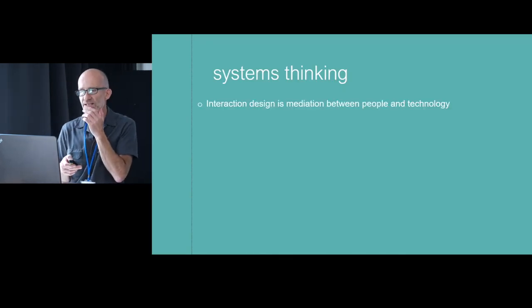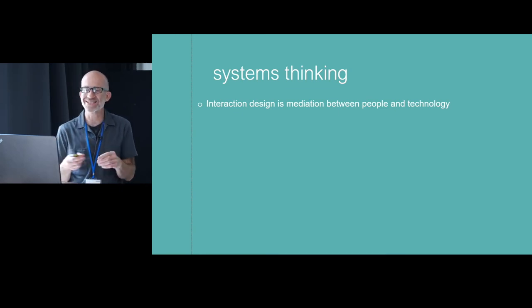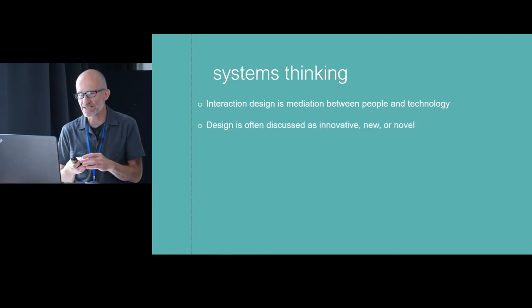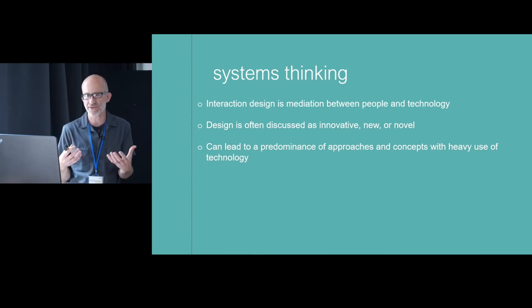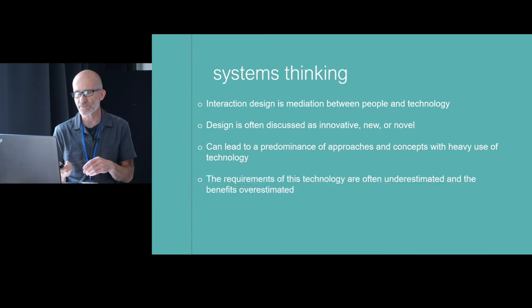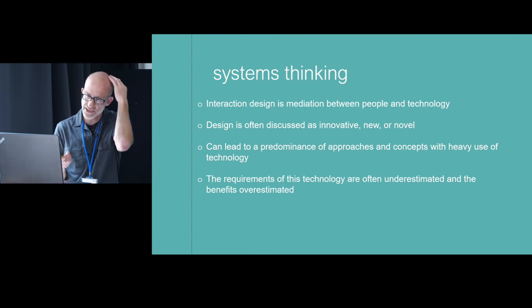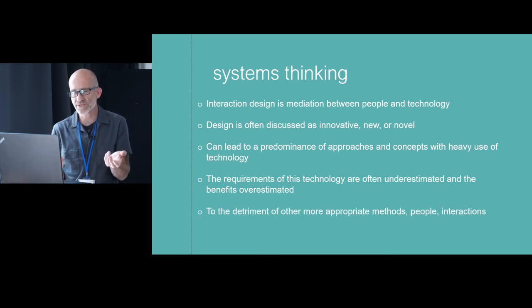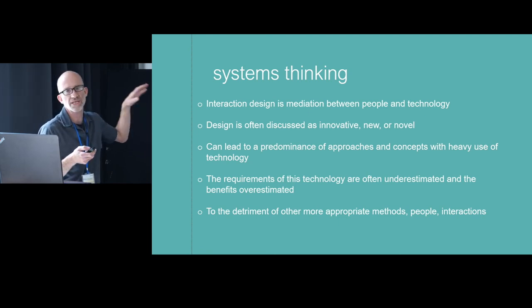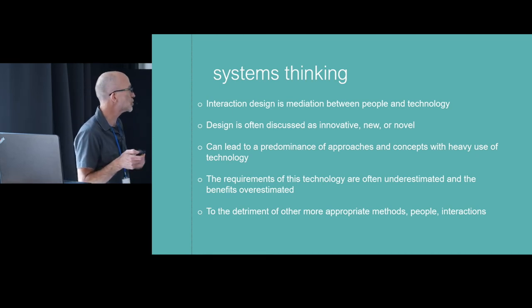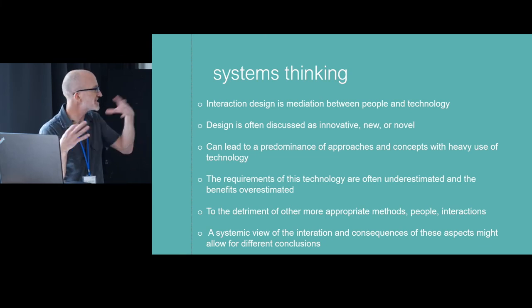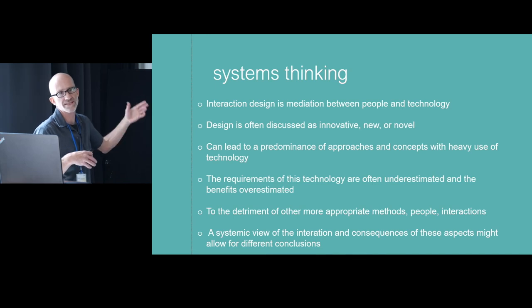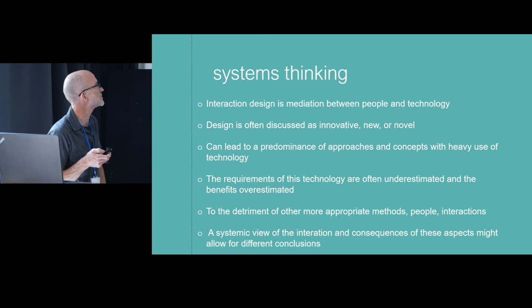And then another point on systems thinking. Interaction design is a mediation between people and technology, and design is often discussed as very innovative, new, cutting edge, novel. This can lead to very technology-heavy approaches in the outcomes of the students. I think one of the downsides of this is that the requirements of this technology approach are often underestimated and the benefits are overestimated. That in itself is problematic, but it's also to the detriment of other more appropriate methods, and people, infrastructure and initiatives that are already around that could be better used. So hopefully this systems thinking allows people to see those already in existence and utilize them as part of this ecosystem and strengthen both projects.